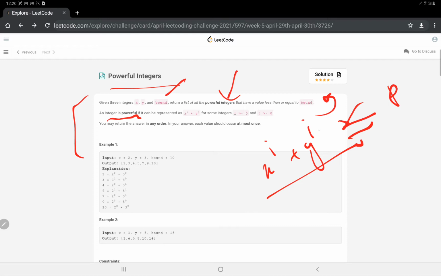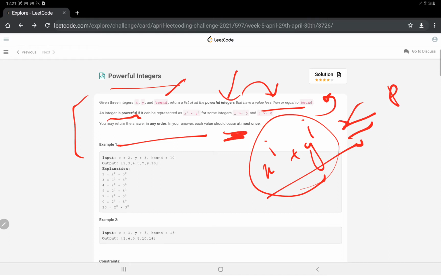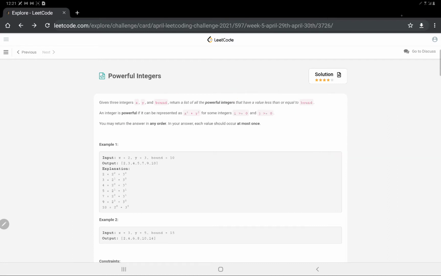What is a powerful integer? That which can be represented like this, and its value should be less than or equal to the bound that is given here. We may return it in any order, but a value should not occur twice. If 12 comes from this combination and that combination, it should occur only once. So we have to return the array list containing the powerful integers. I hope the statement is clear to everyone, and now let's see the examples that are given to us.